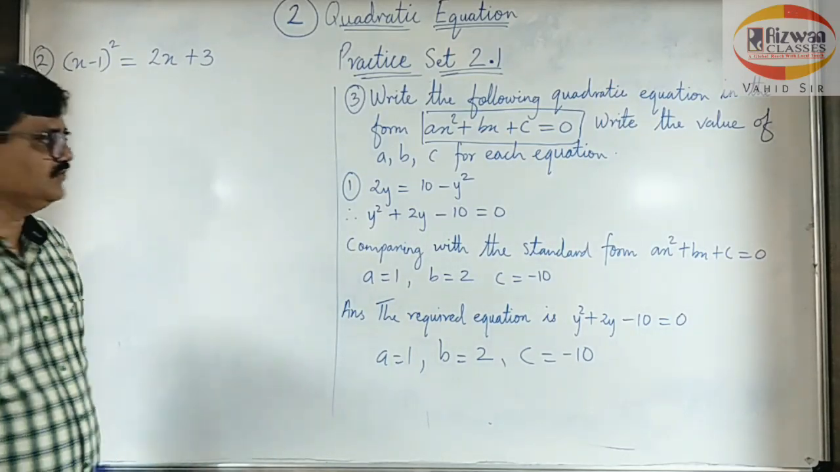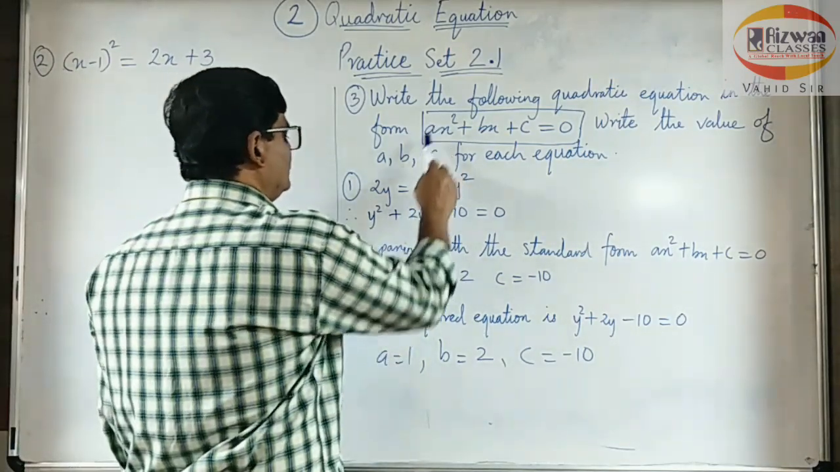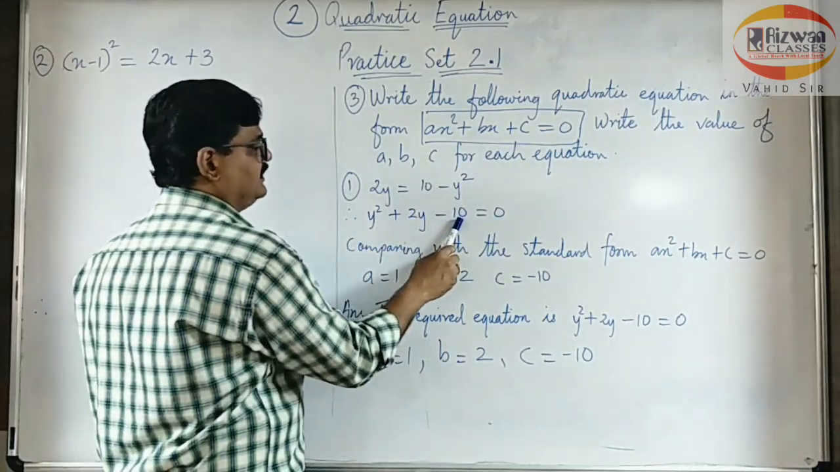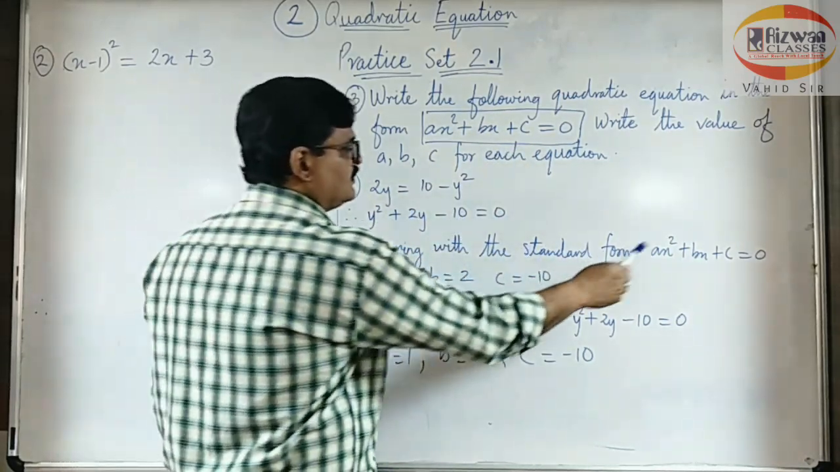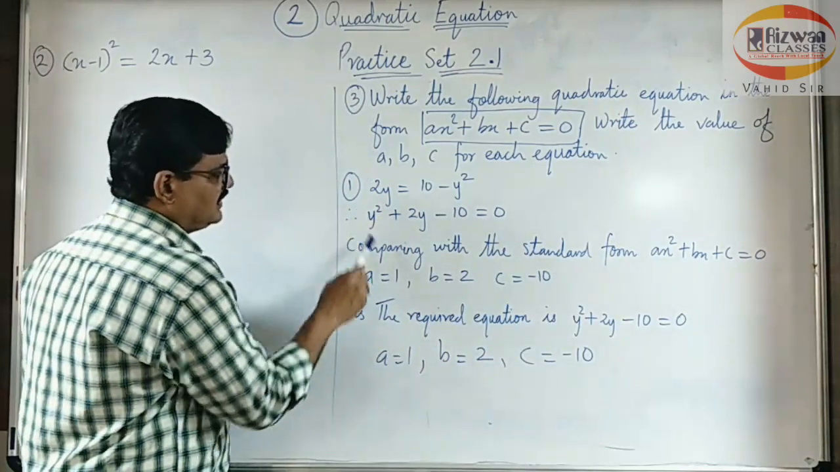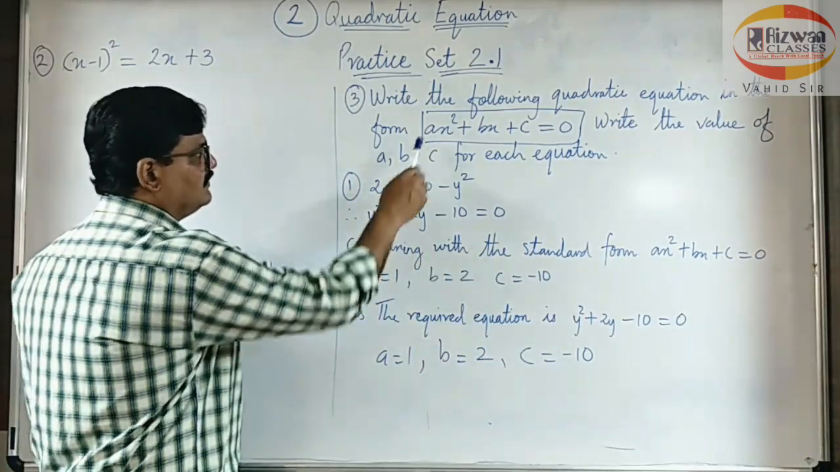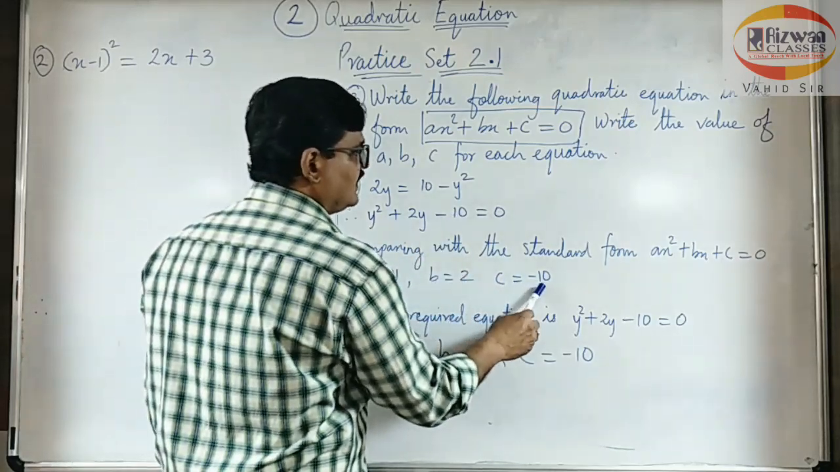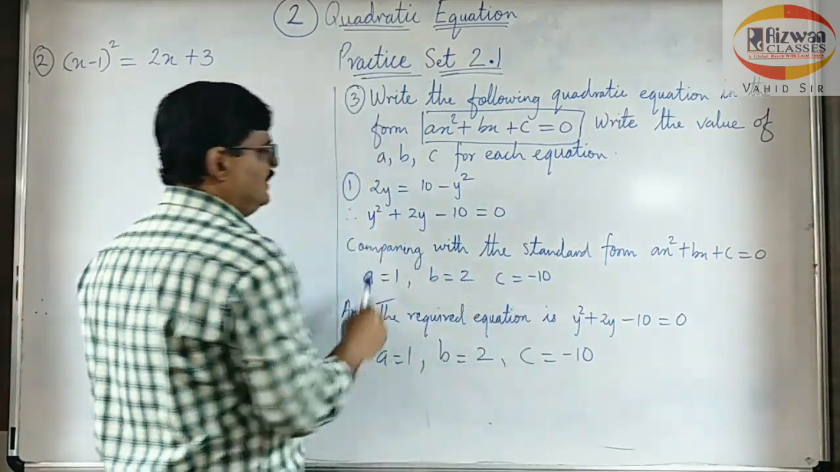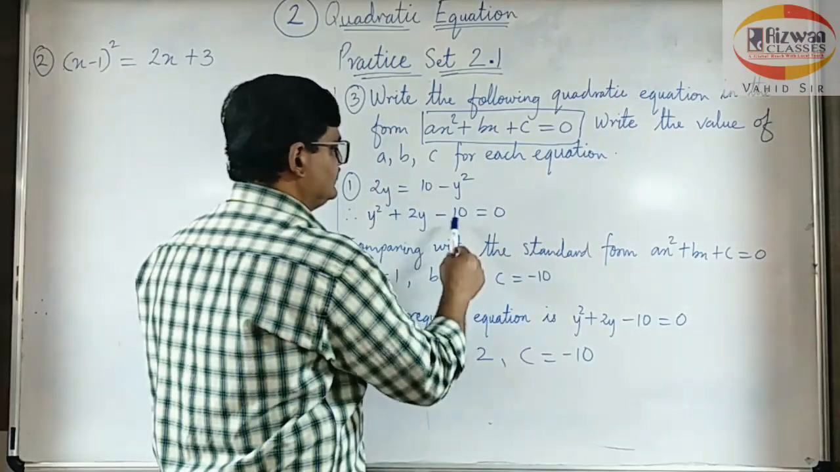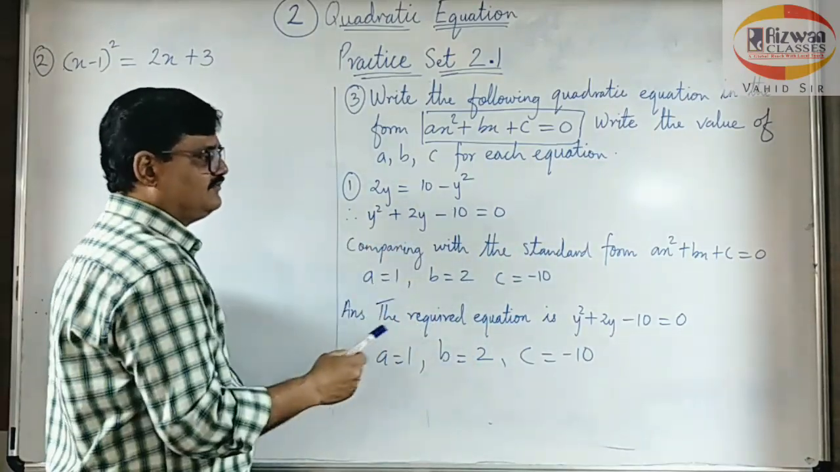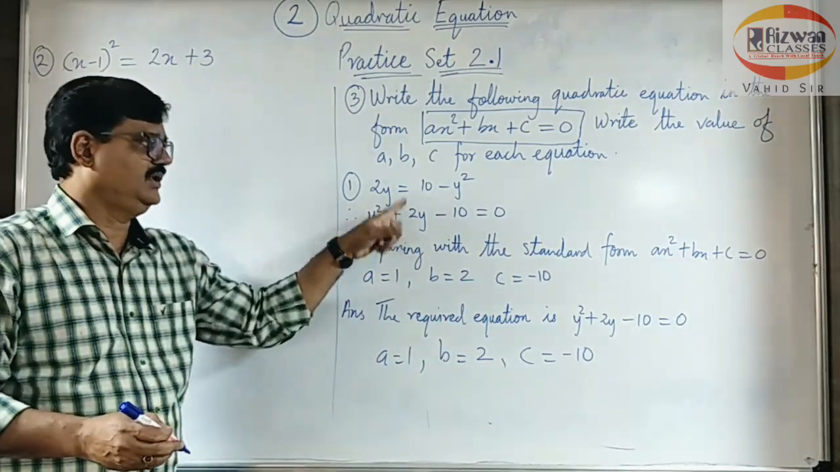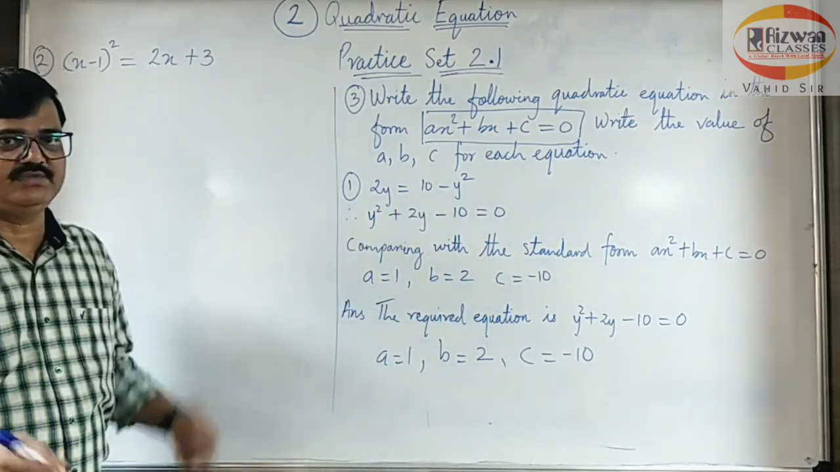0. Now compare this with the standard form ax square plus bx plus c. So comparing to the standard form, what does a stand for? You will have a is 1, b is 2 and c is minus 10. Can you see that a is 1, b is 2 and c is minus 10? I got it into the standard form and then compared it with the standard form and got the values of a, b and c. So simple it is.